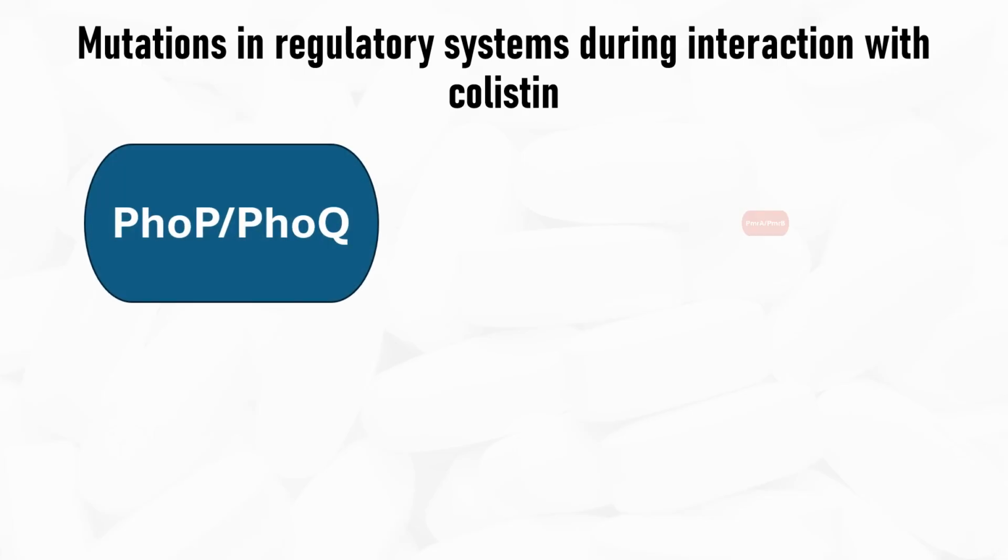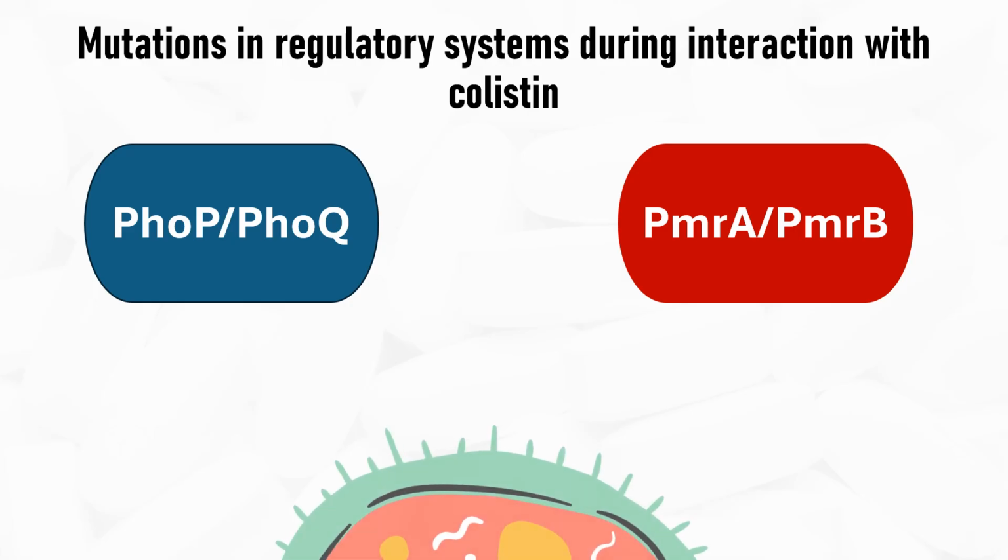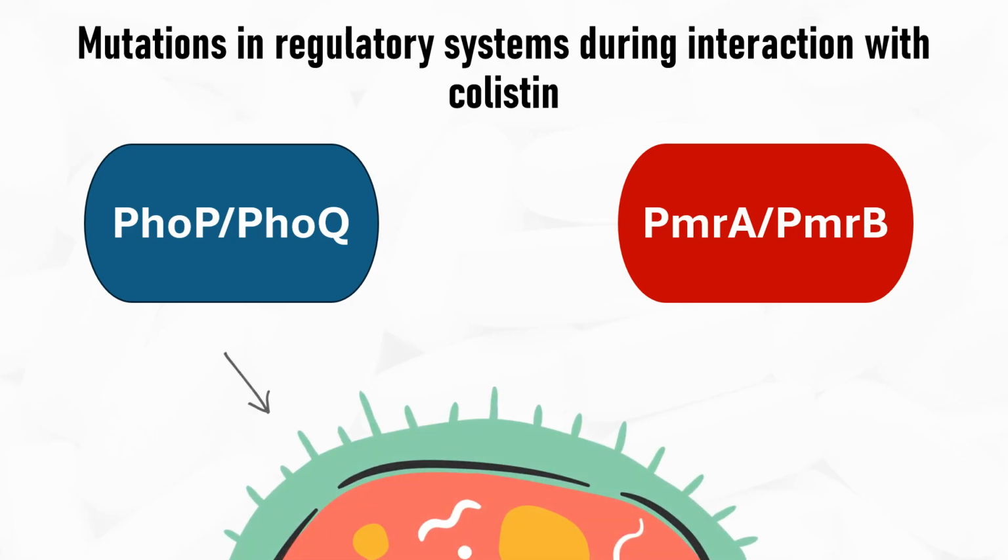Resistance can also arise due to mutations in regulatory systems: PhoP, PhoQ, PmrA, PmrB. These systems control the synthesis of cell membrane components and can alter its structure.